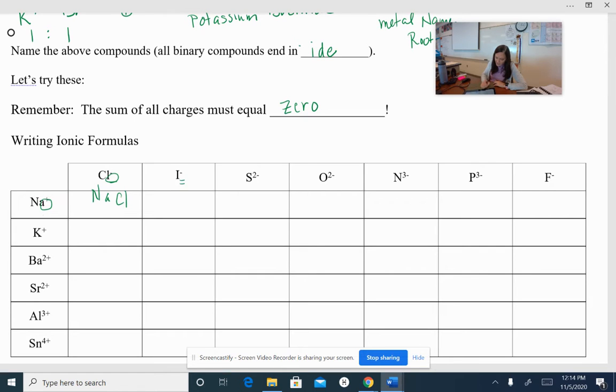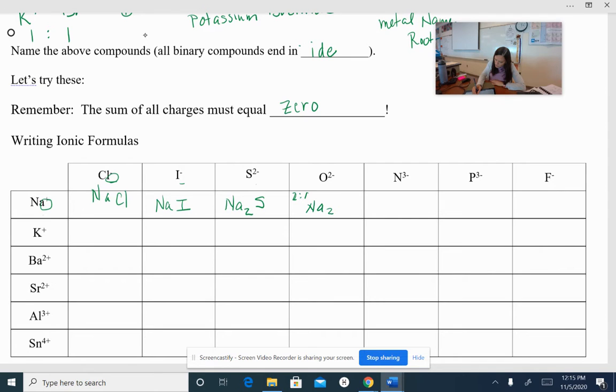Sodium +1, iodide -1. We're going to need 1 of each, 1 on 1. Sodium iodide. What about sulfur? Sulfide is -2. So +1 with a -2. Hopefully the least common multiple you came up with is 2. So how do I get +1 to equal +2? I need to multiply it by 2. So I'm going to need 2 sodiums for every 1 sulfur. +1 on sodium, -2 on oxygen. So I'm going to need 2 sodiums for every 1 oxygen.